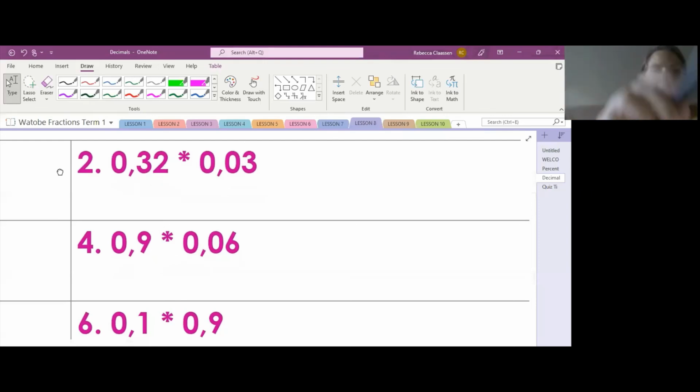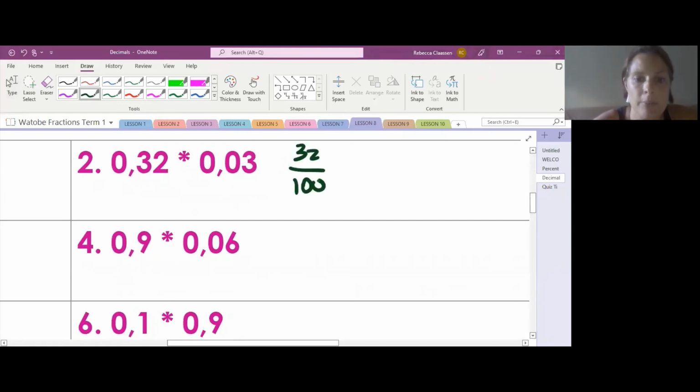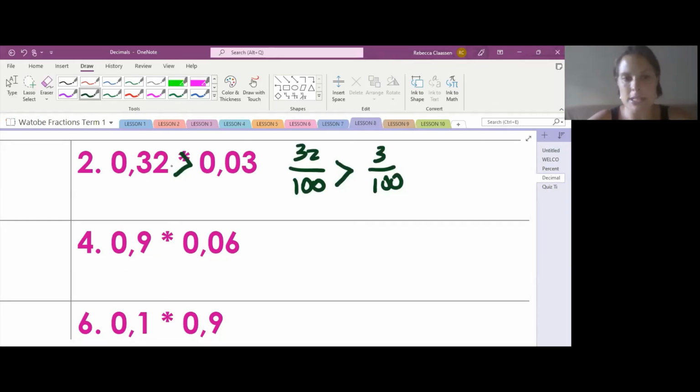0.32 and 0.03. I'm going to do this one. 0.32 is 32 over 100. And 0.03 is 3 over 100. And my bigger one is the 32 over 100. So my relationship sign would go like that in the sum. So when we're comparing, try to get them to the same number of decimal places. So try to get the denominators to be the same.